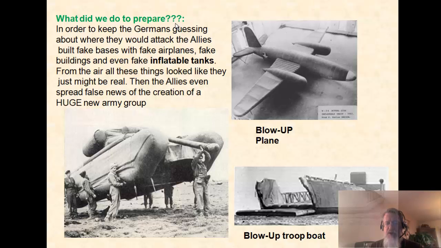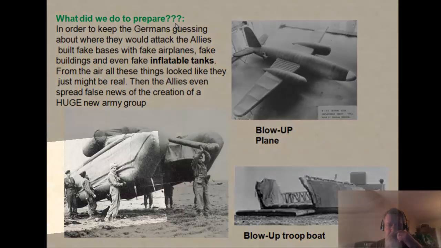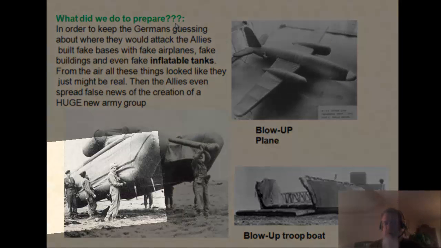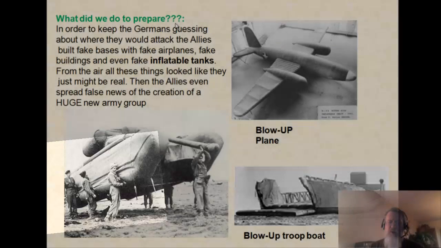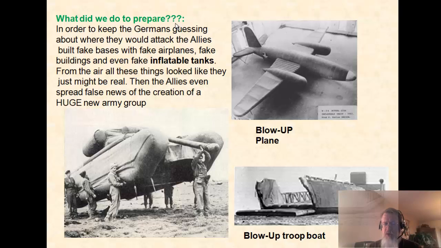We had a lot of deception to make them guess where we're going to attack. At the spot that was closest, all the way up in the northern part at the Pas de Calais, we floated rumors that there was a new army being formed by a very famous U.S. general, General George Patton. Well, there wasn't really an army like that, but how do we make them think there was one organizing there? Well, we used inflatable weapons: a blow-up plane, a blow-up troop boat, a blow-up tank.